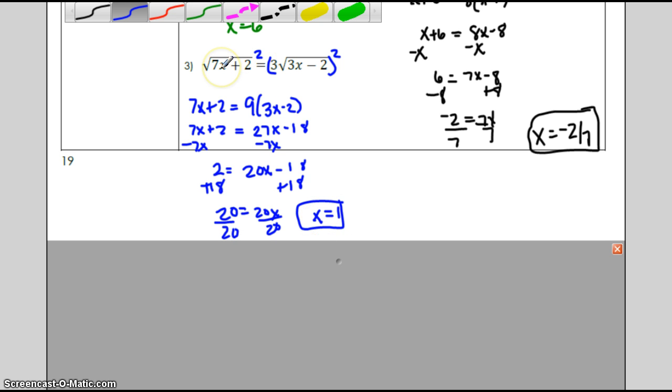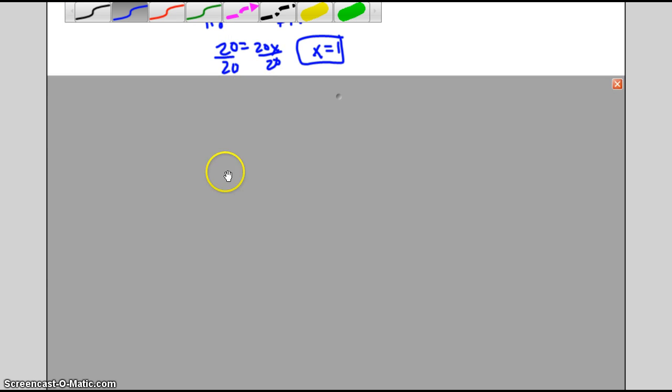So add 18, divide by 20, so x equals 1. Plug it back in and check. So 7 times 1 is 7, plus 2 is 9, square root of 9 is 3. Underneath here, 3 minus 2 is 1, square root of 1 is 1, 1 times 3 is 3. So 3 equals 3. Yep, it worked.